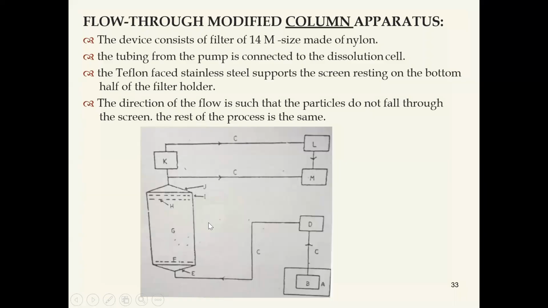Okay. So the filter in the solvent reservoir keeps the screen clean. The filter present in the solvent reservoir will keep the reservoir clean. After that, after analyzing, we will take the samples and go for analysis. This is the flow through modified column apparatus. By using all these apparatus, we will collect the samples and go for analysis.